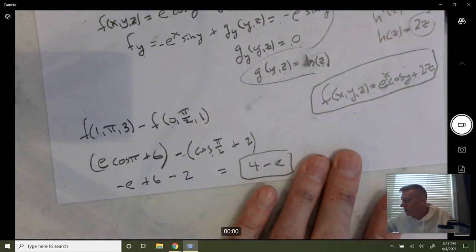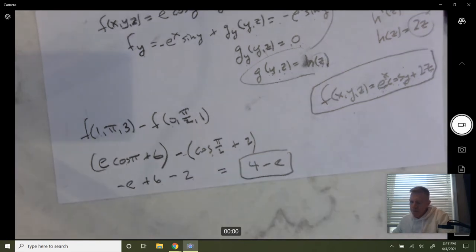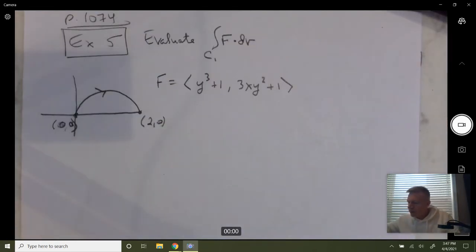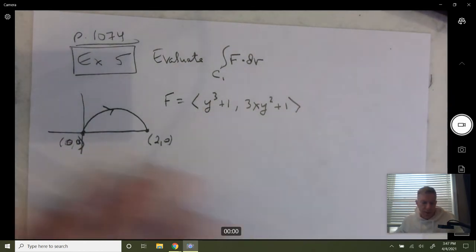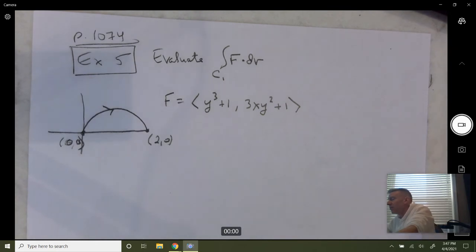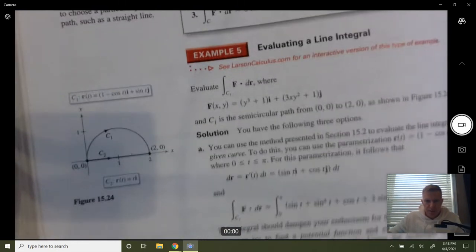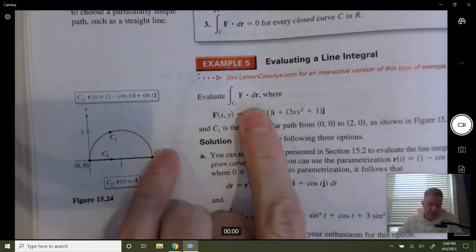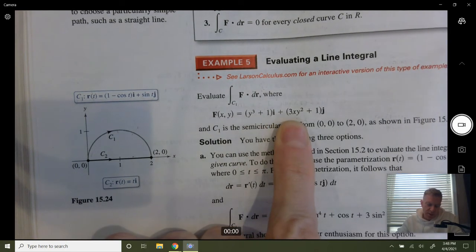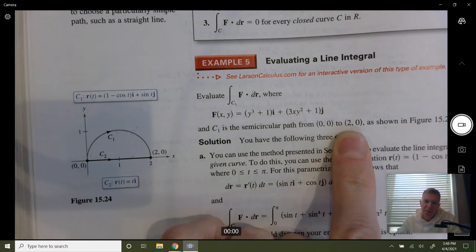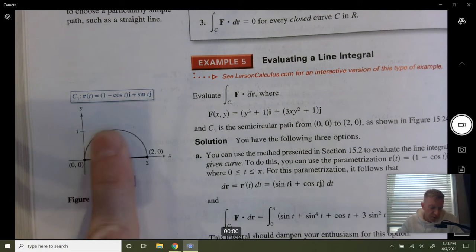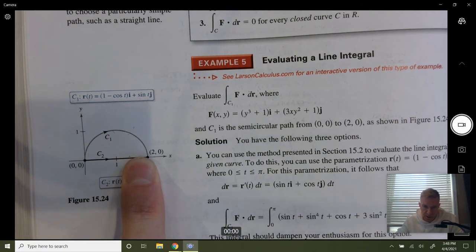Okay, now let's look at the final example we're going to do together. This one I like because they show you different ways to do this problem. Okay, now I'm looking at example 5. If you look in the book, they give you a picture, evaluate F dot dr, where F equals this, and you've got a semicircular path from 0, 0 to 2, 0. They tell you to go along this path from 0, 0 to 2, 0. Fine, we can go along that path.